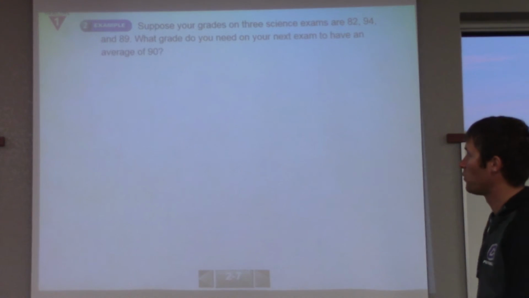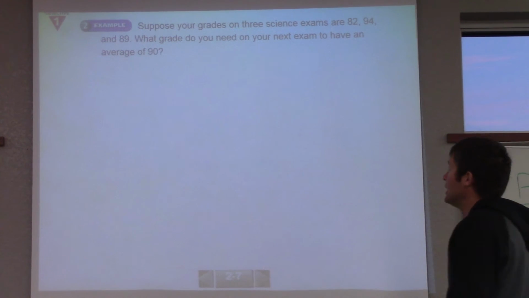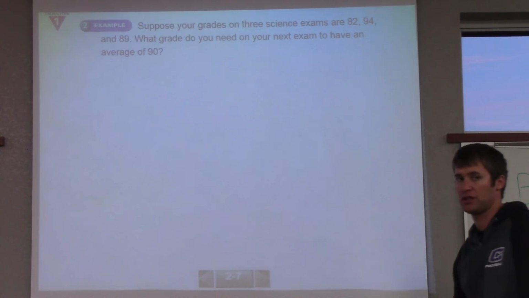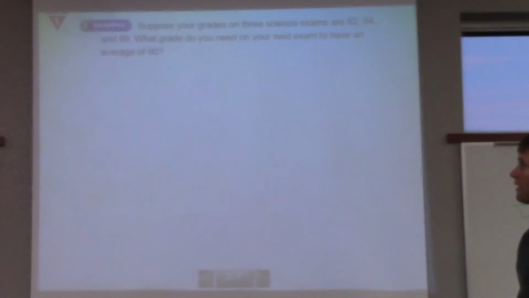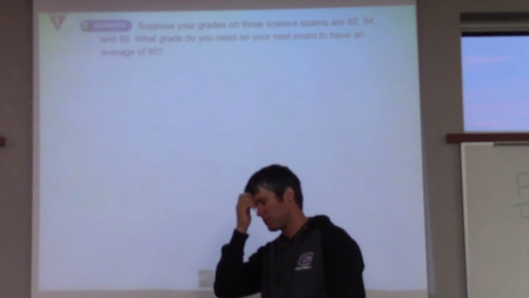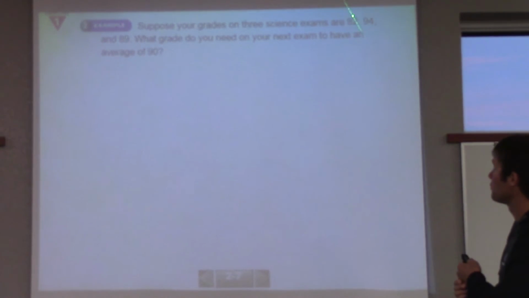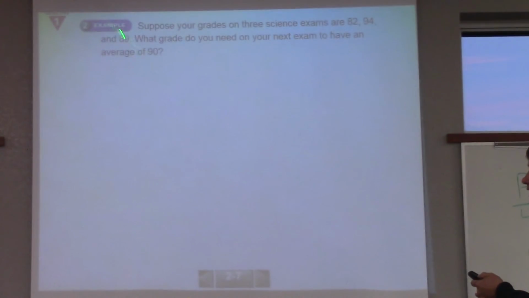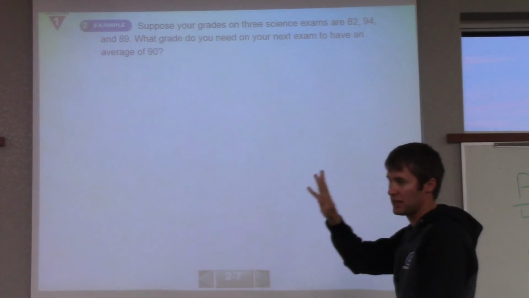So we'll go through one more. Suppose your grades on 3 science exams. You take 3 science tests and you get an 82, a 94, and an 89. What do you need to get on the next exam to have an average of 90? We've taken 3 exams, so think about it. Average means add them all up and divide by how many there are. We've taken 3 tests and we're going to take 1 more test, so that gives me 4 tests total.